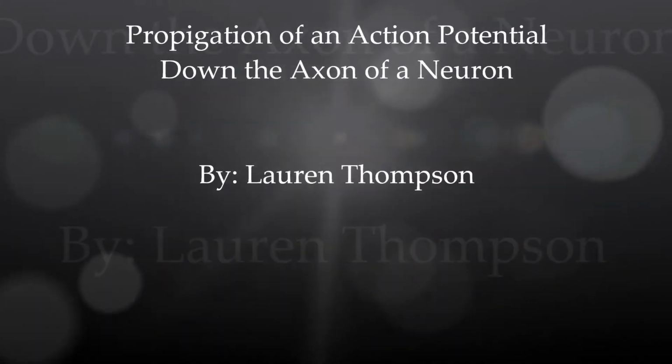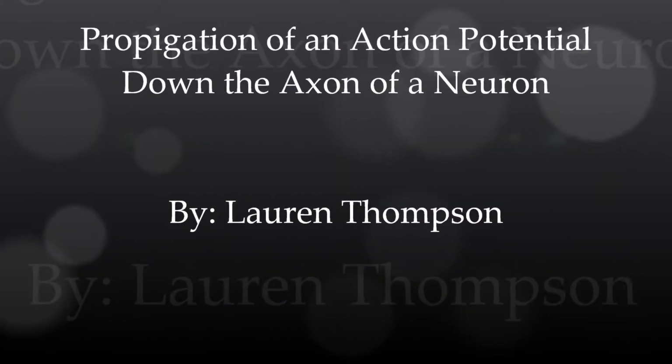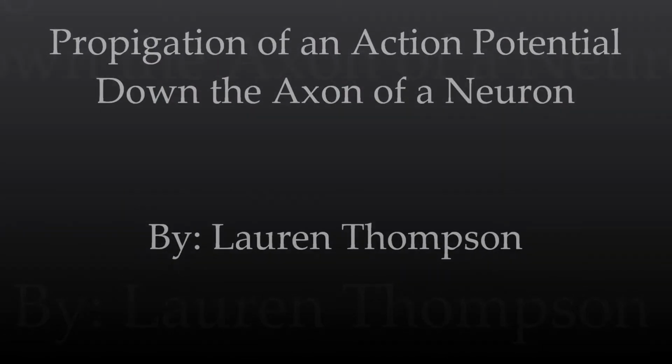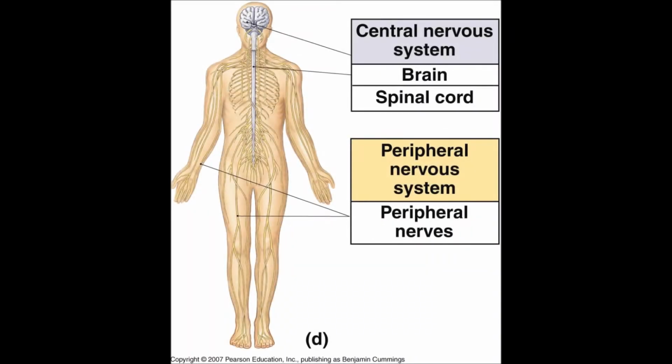What we're going to discuss today is the propagation of an action potential down an axon of a neuron. There are two parts of the nervous system. The first one is the central nervous system. This is the part that consists of the brain and the spinal cord. It is named the central nervous system because it sends and receives information from all parts of the body.